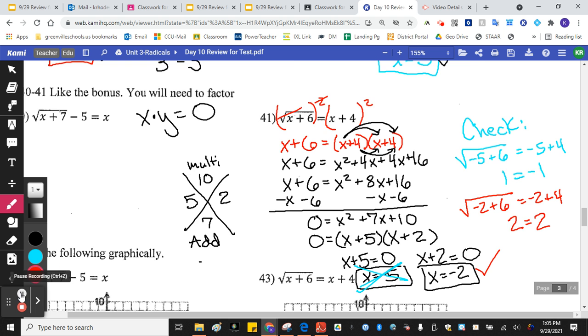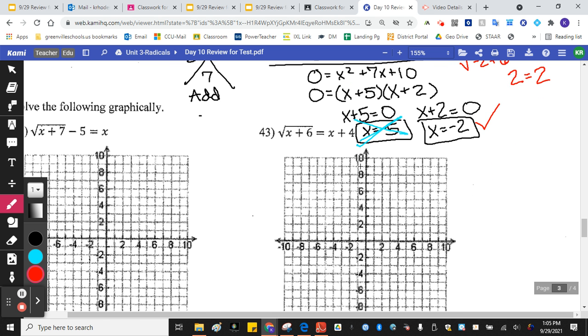So when you're graphing these to solve it, you're going to graph the left side of your equation, and then you're going to graph the right side of your equation and find where they intersect. So first I'm going to graph the left side of my equation, y equals the square root of x plus 6. And you should know what that looks like. That's just square root moved left 6. So instead of 0, 0, -6, 0.